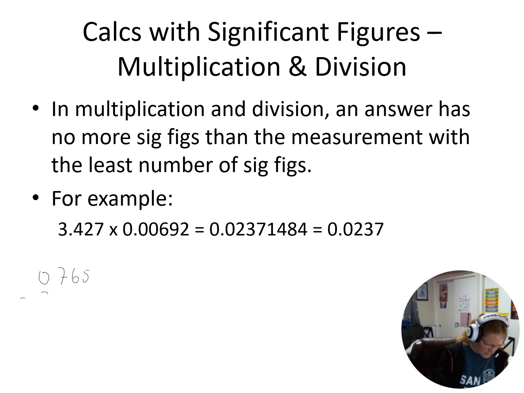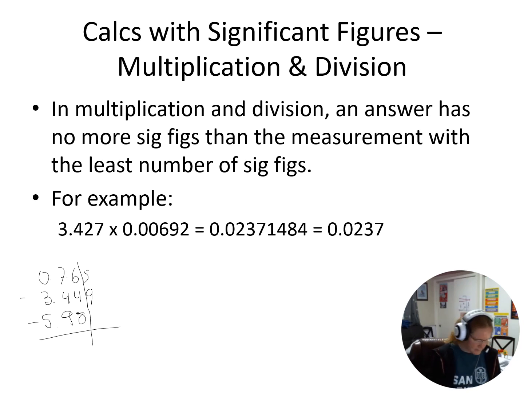0.765 minus 3.449 minus 5.98. So we would draw a line here. This is actually better. I have a little bit more space. We're going to get negative 8.664. And so the number to the right of that 6 is a 4, so we keep the 6. So our answer is negative 8.66.